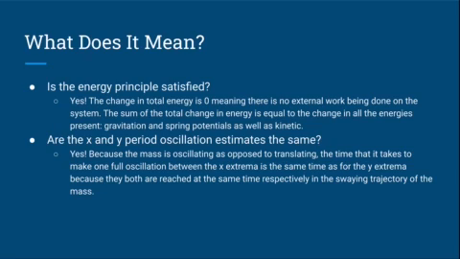Are the x and y period oscillation estimates the same? Yes. Because the mass is oscillating as opposed to translating, the time that it takes to make one full oscillation between the x extrema is the same time as for the y extrema. This is because they both are reached at their same time respectively in the swaying trajectory of the mass.